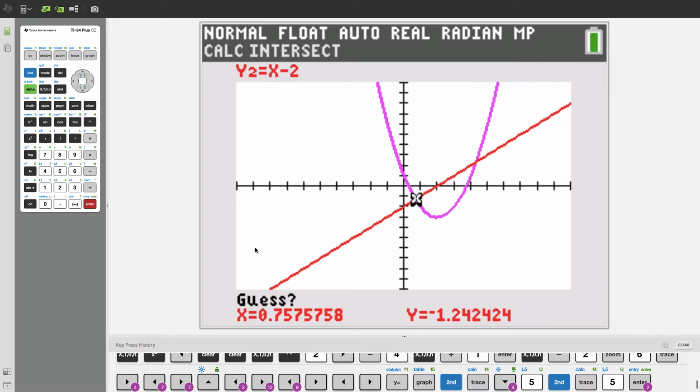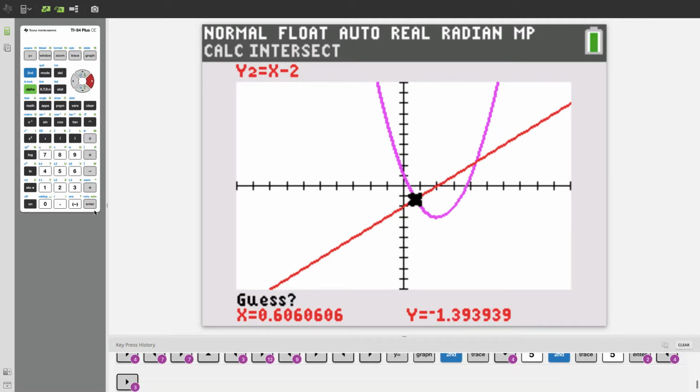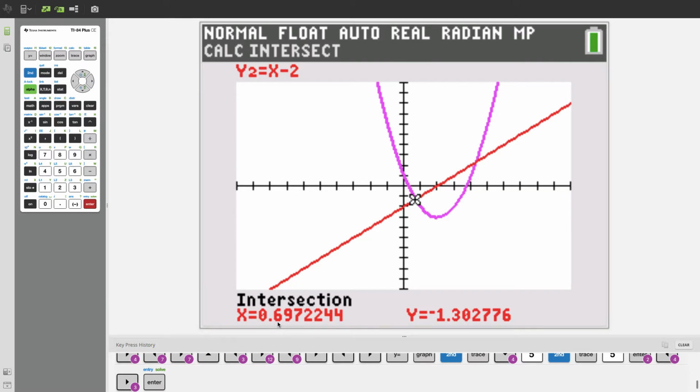Now it says give me a guess. Now we have 2 intersections on this, yes? Whichever one I want to be closest to, you move it left or right to get close to that intercept and hit enter. So I have 0.697, so 0.70 for my x and negative 1.30 for my y. Do you have approximately those numbers?